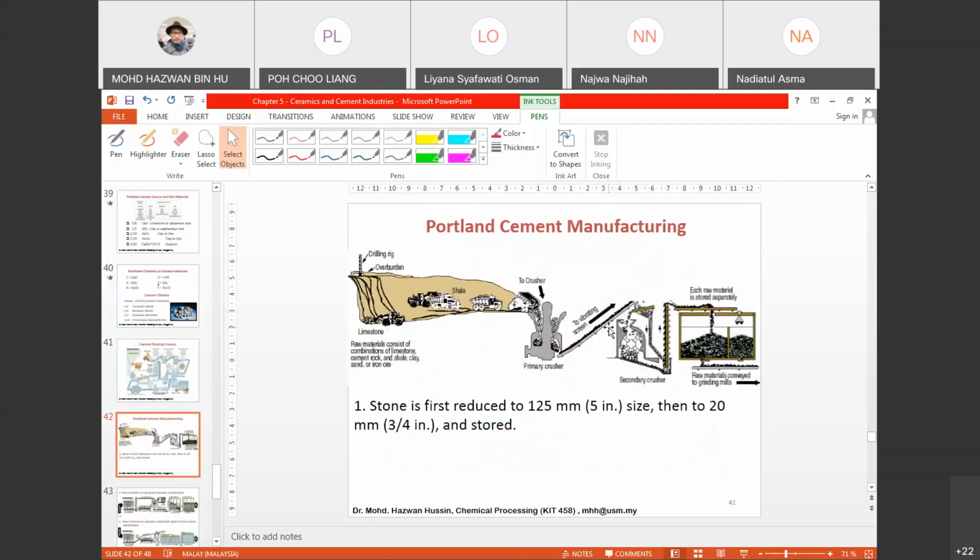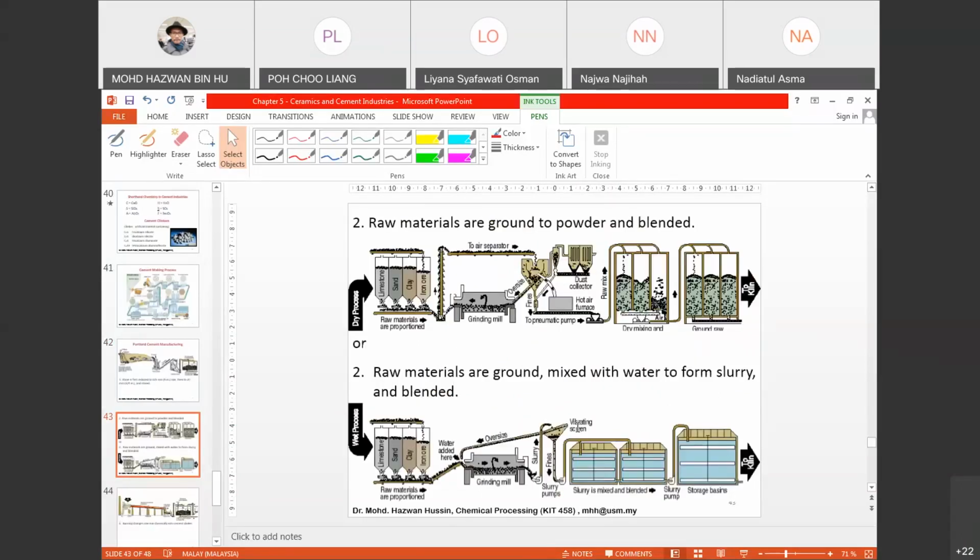Well, in fact, the detailed explanation of Portland cement manufacturing: first, limestone is reduced to a size of around 125 millimeters, and then reduced again to 20 millimeters, and after that it will be stored. The raw material will be ground to powder and also blended. That is why you will see over here that a specific amount of sand, clay, and iron ore will be introduced. It will later be ground, and then blown to remove dust and others.